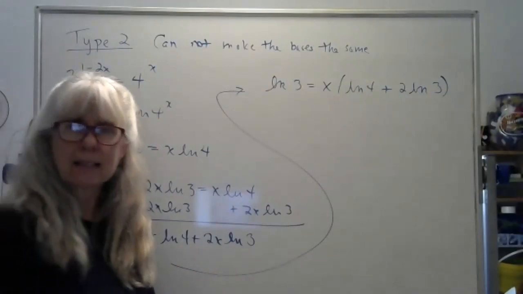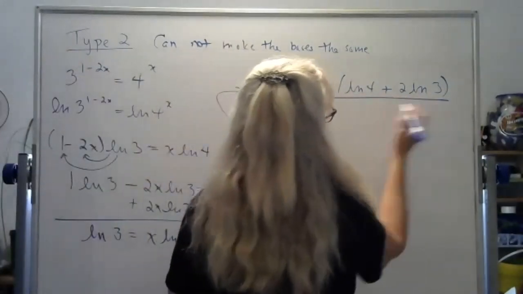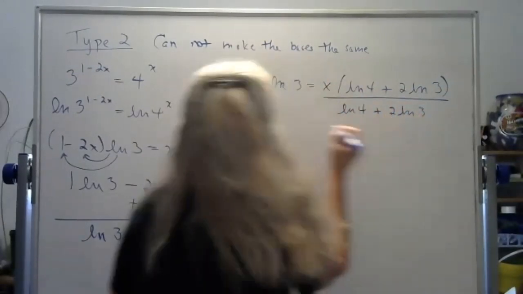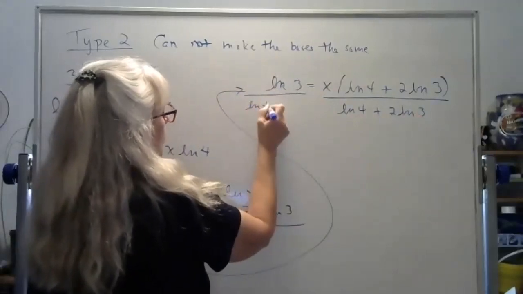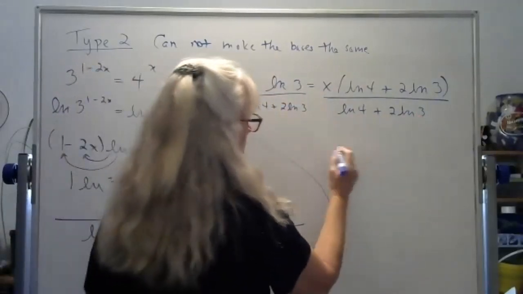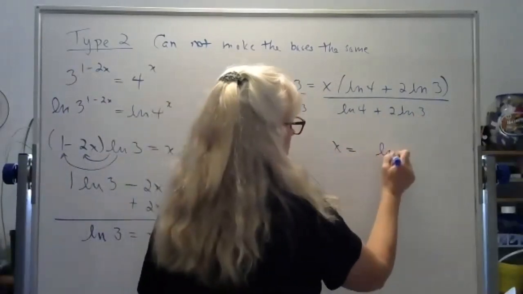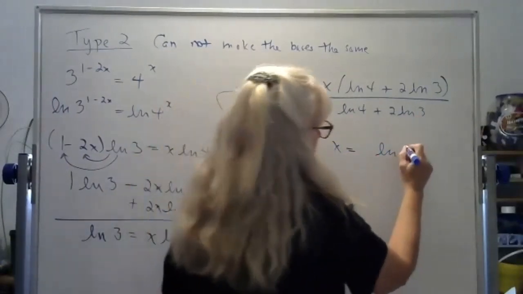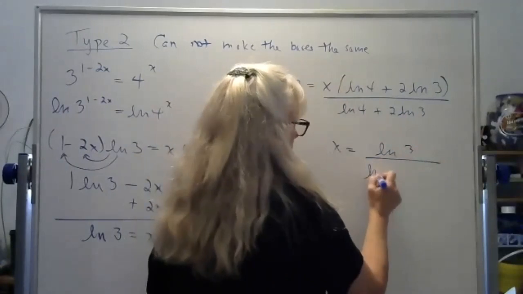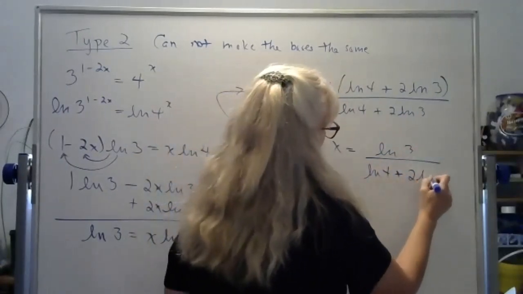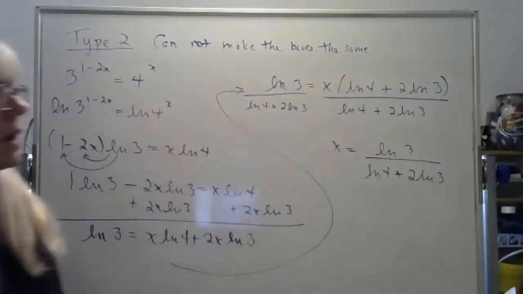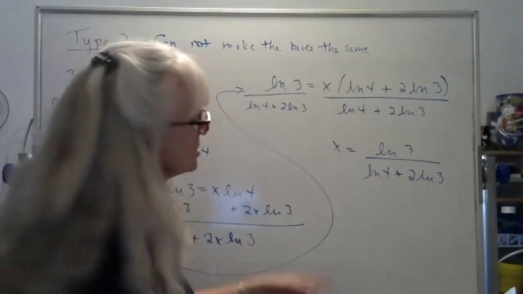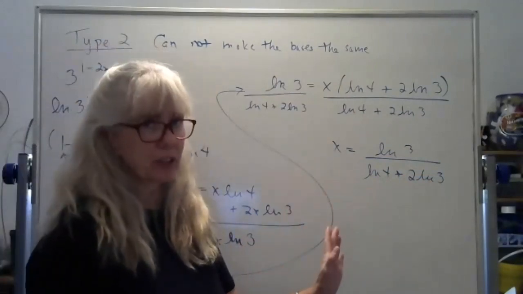Since we're solving for x, the last step is always to divide. So we're going to come in and divide both sides by the stuff in parentheses, the natural log of 4 plus 2 natural log of 3 on both sides. So when it's all said and done, x is going to be equal to the natural log of 3 all over the natural log of 4 plus 2 natural log of 3. Okay, there's no canceling. There's really no cleanup. You don't need to do any cleanup on this. You can leave it alone. You're good to go. So this is their answer.